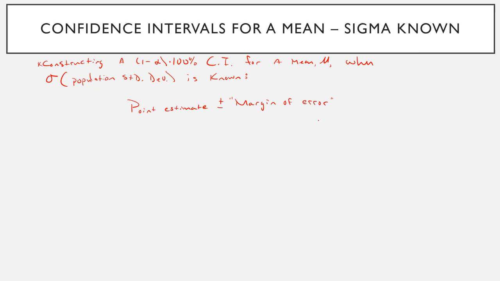Okay, so the formula was just this. Our point estimate is just x bar, your sample mean. You add and subtract something called z of alpha divided by 2 times sigma over the square root of n. So this is our sample mean. This right here was what we called the critical value. And this right here is the standard error.